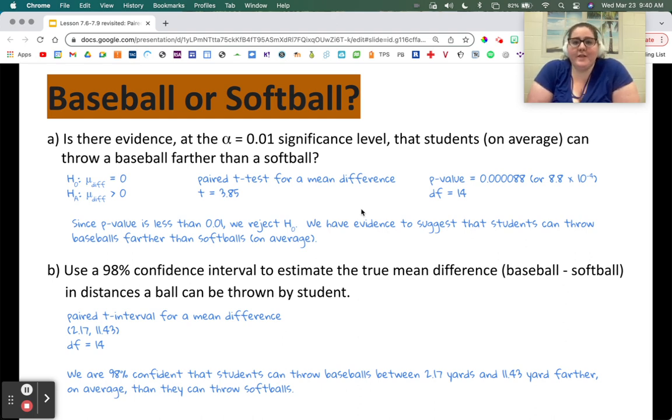So that is it for this lesson. Very similar to stuff we've already done. A paired procedure is basically just a one sample procedure using the differences. And that's all you need to know.